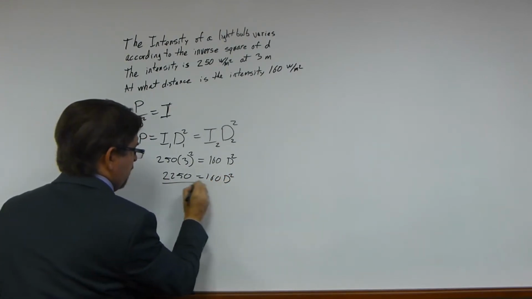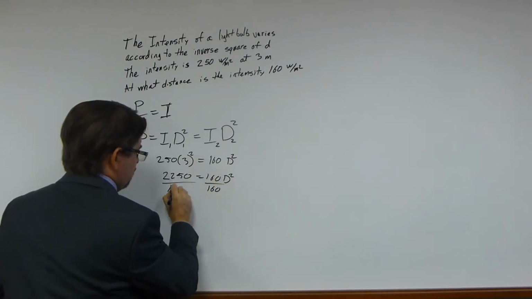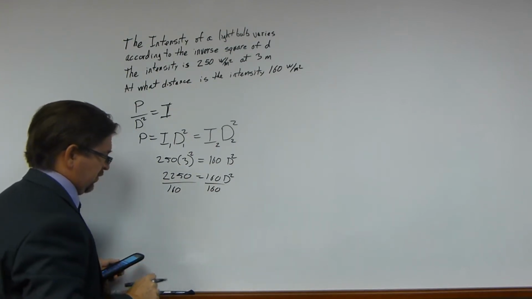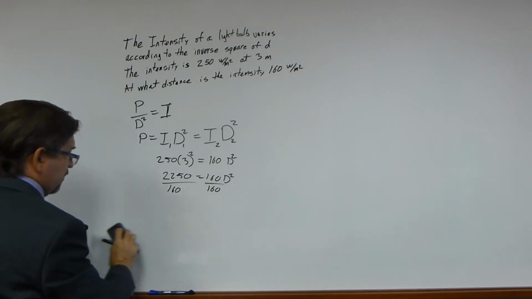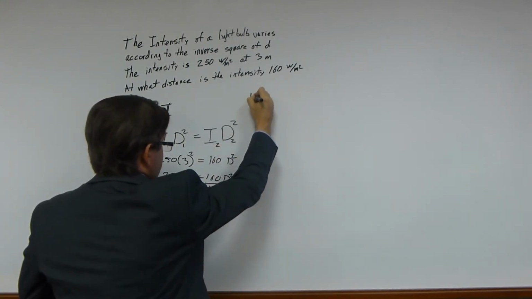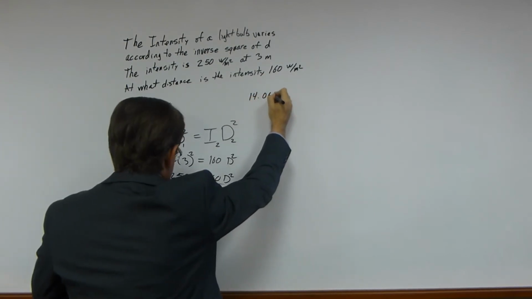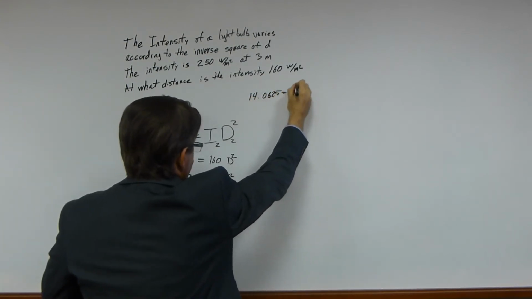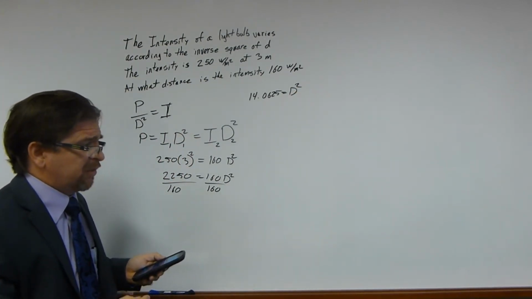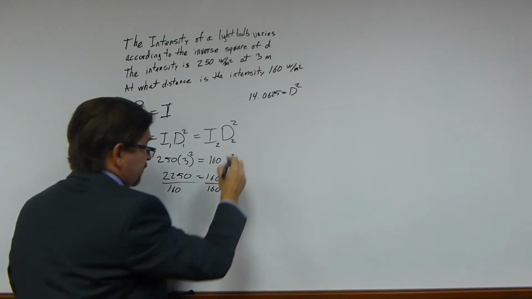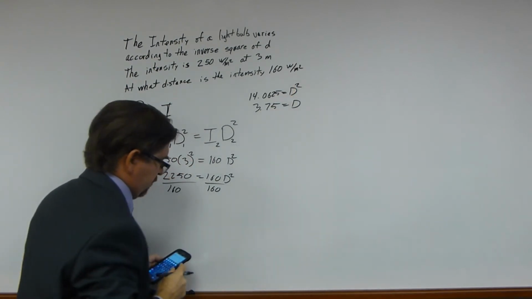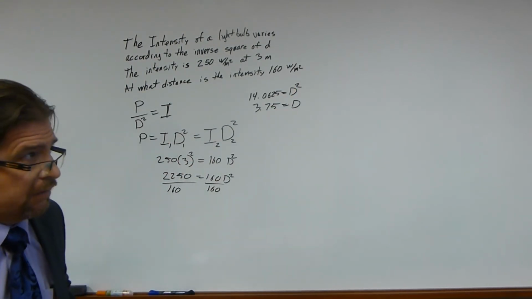Let's divide both sides by 160. That's going to give us 14 point something. Let's see, start writing over here. Gives me 14.0625 equals D squared. Okay, solve that. How do you think to solve that? Well, let's take the square root of both sides. We get 3.75 equals D. And that is how you solve it.